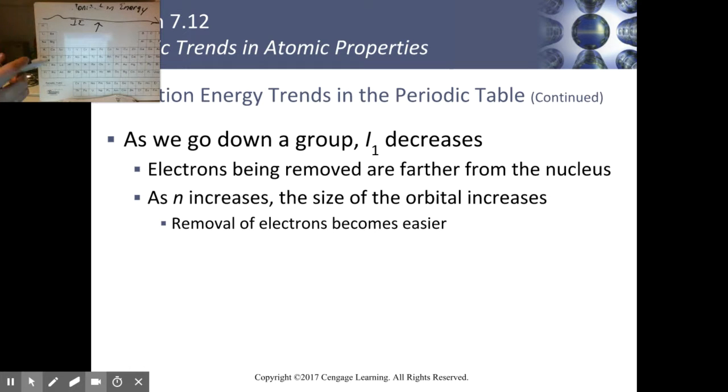As we go down a group, the first ionization energy decreases. Why? Because as you go down the periodic table, we're adding energy levels. So there's only one energy level for hydrogen, but by the time we get to francium, we have 7 energy levels. These are all shielded, and these guys have a lot of electrons, especially ones on the outside. They're farther from the nucleus. So as n increases, the number of energy levels and the size of the orbital increases, and the removal of electrons becomes easier.